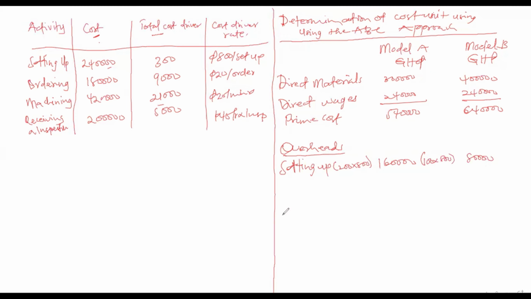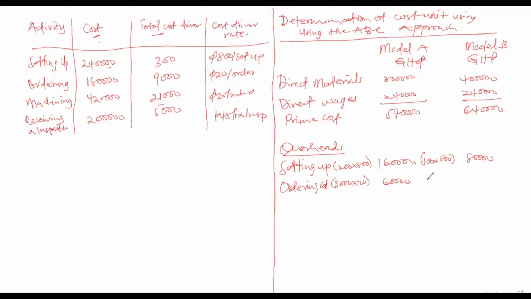Then we move to the ordering costs. The number of orders for module A is 3,000, and the cost per order is 20 cedis. So if we order one, it is 20 cedis, and the number of orders for module A was 3,000. Then we multiply the 3,000 by 20, and we get 60,000.